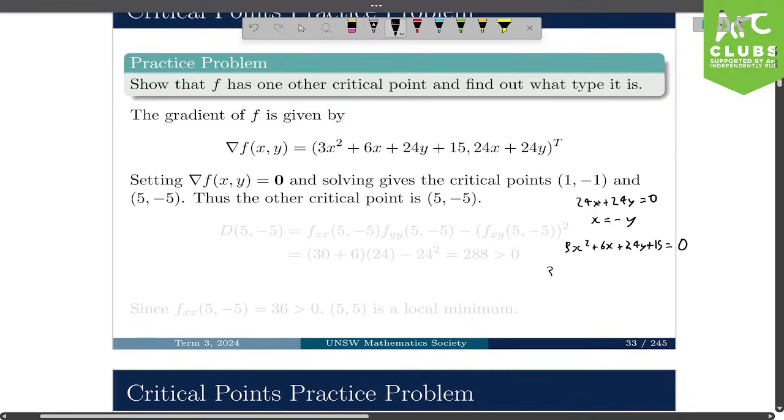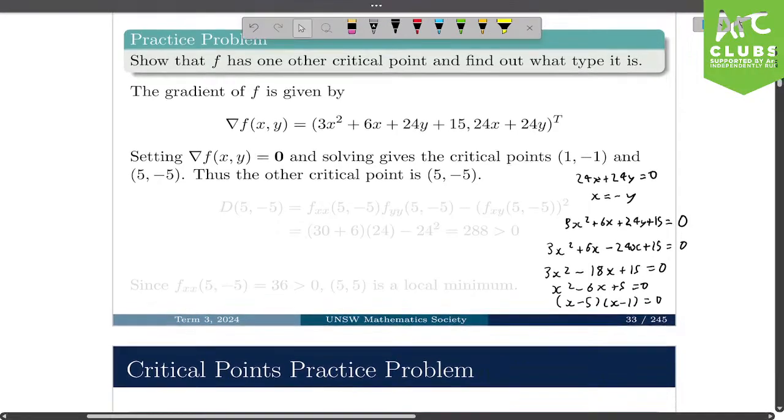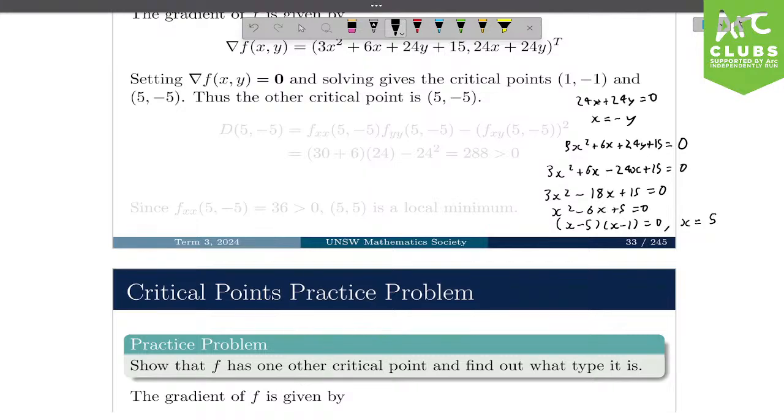So here, 3x squared plus 6x minus 24x plus 15 equals 0. So 3x squared minus 18x plus 15 equals 0. And when we solve for this, we end up getting (x minus 5)(x minus 1) equals 0. So hence, x equals 5 or 1, which means that y equals -5 or -1.